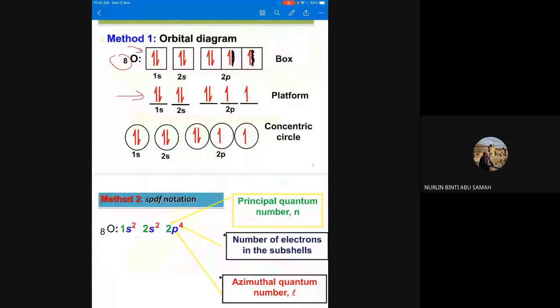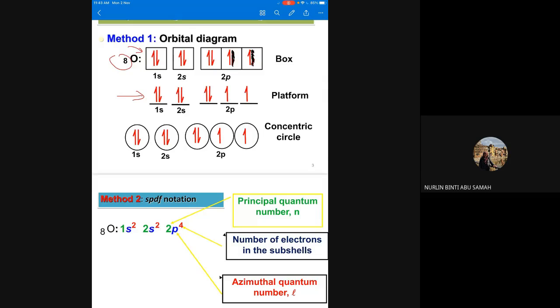Okay, boleh nampak tak? Boleh, Doktor. Sorry sebab saya pakai mobile data so dia hang. Okay, saya harap kamu faham dekat sini macam mana nak isi elektron dalam platform dekat energy level dia.